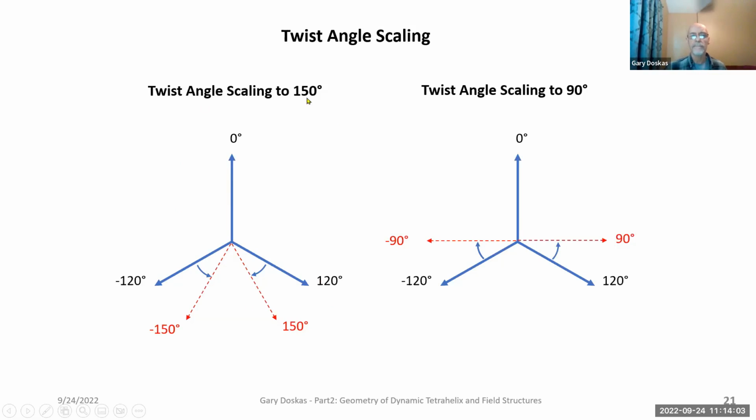So this is just a diagram with two examples of twist angle scaling. And the blue arrows represent the default rotations of 0, 120, and minus 120. But when I change the twist angle to 150, the magnitude of the rotations both increase in different directions and sort of trend towards 180 degrees. But if I make the twist angle smaller, the absolute values now decrease in a different direction, but trend towards a 0 degree rotation, just to give a visual of what's going on.